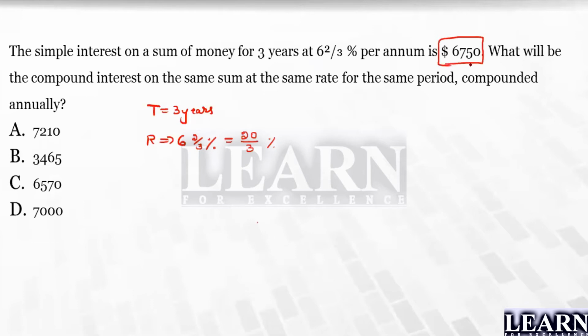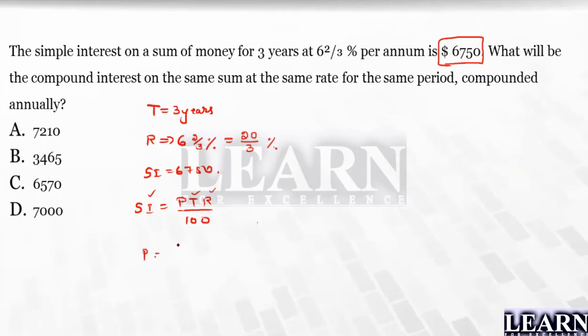6,750. We don't know what the principal amount is. First, we have to find the principal amount. They have told us the total simple interest is 6,750. We already know the formula: simple interest is PTR by 100, principal times time times rate divided by 100. We know simple interest, time and R, so we can find the principal.